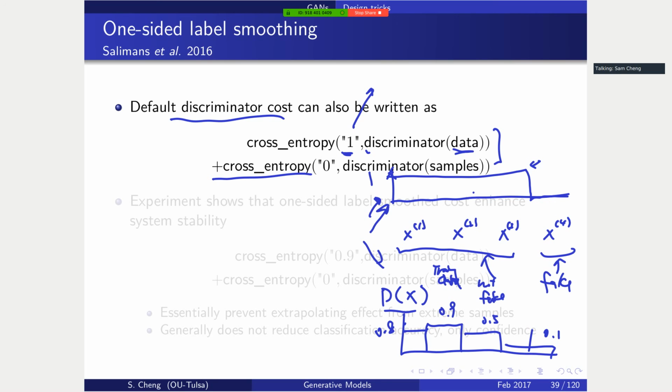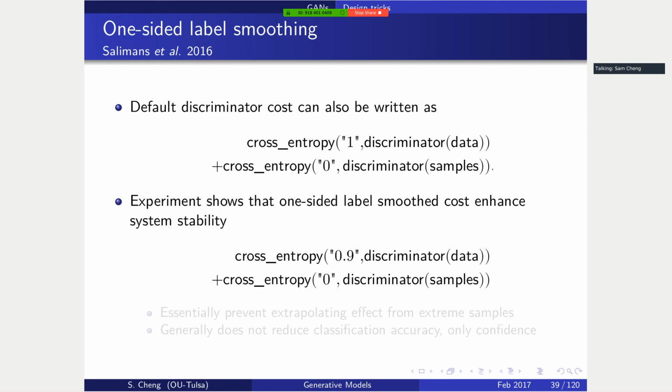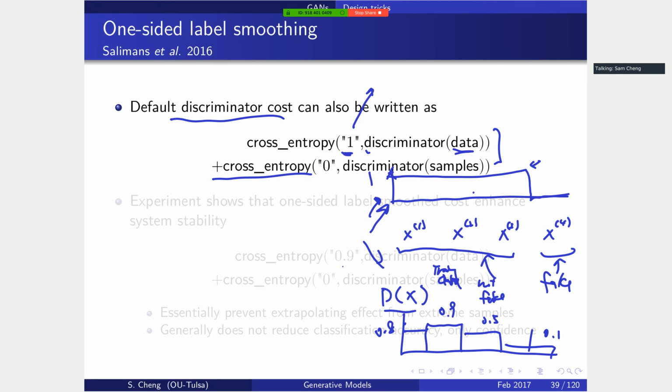So rather than saying 100% sure that this is from the training data, I'll decrease this confidence a little bit, to 0.9. So in practice the distribution, instead of this being 1 here, it becomes 0.9, something like that. And then I compare these two things here. And why do I want to do that?